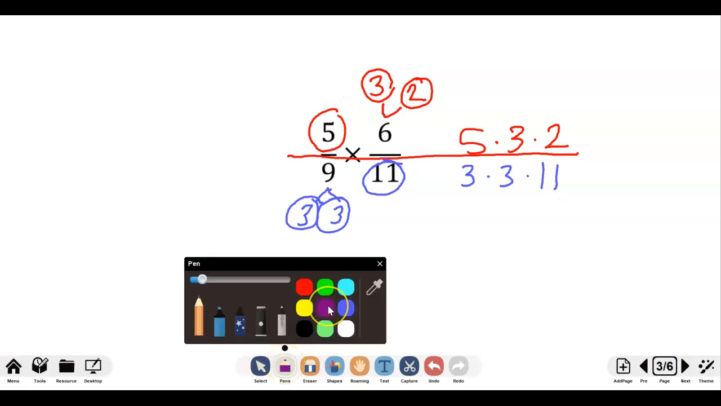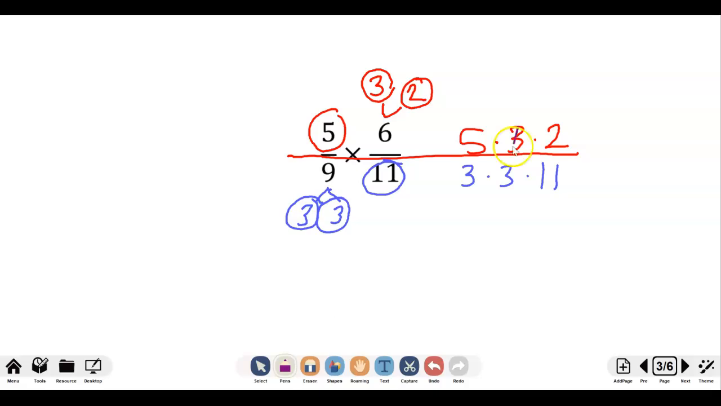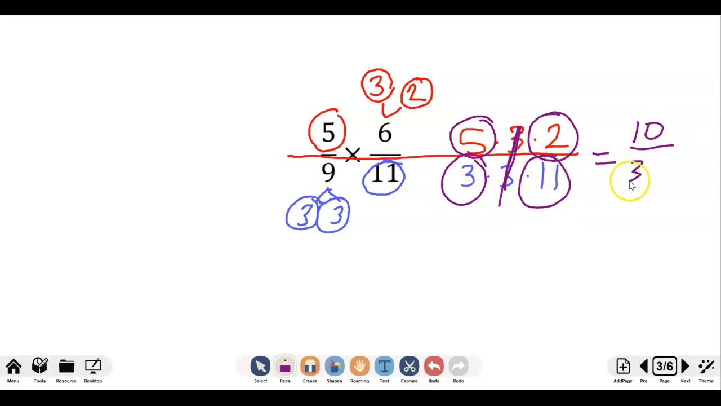Now I'm looking for numbers that I can cross off that are the same in both the top and the bottom. I don't have a 5, but I do have a set of 3s, so I'm going to cross off the 3. And that's all I can cross off. So now I'm going to multiply 5 times 2, which is 10 in the numerator, and 3 times 11 in the denominator gives me 33.